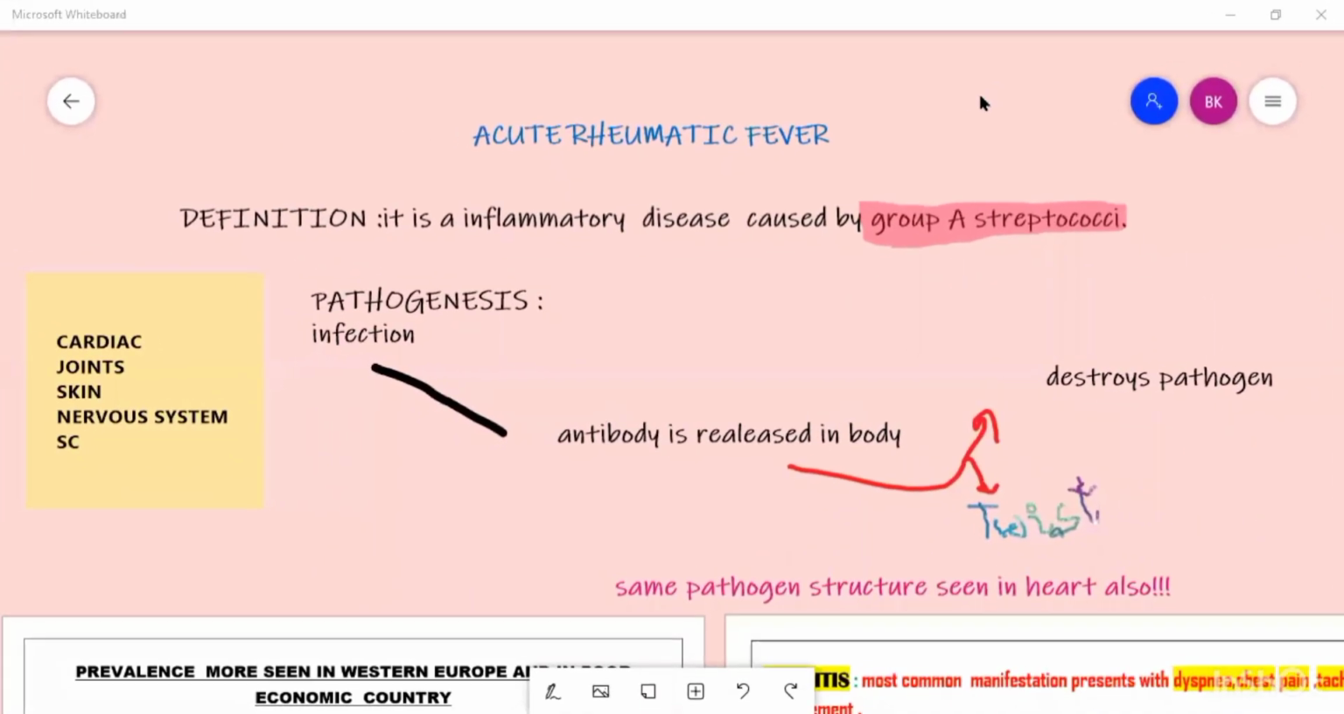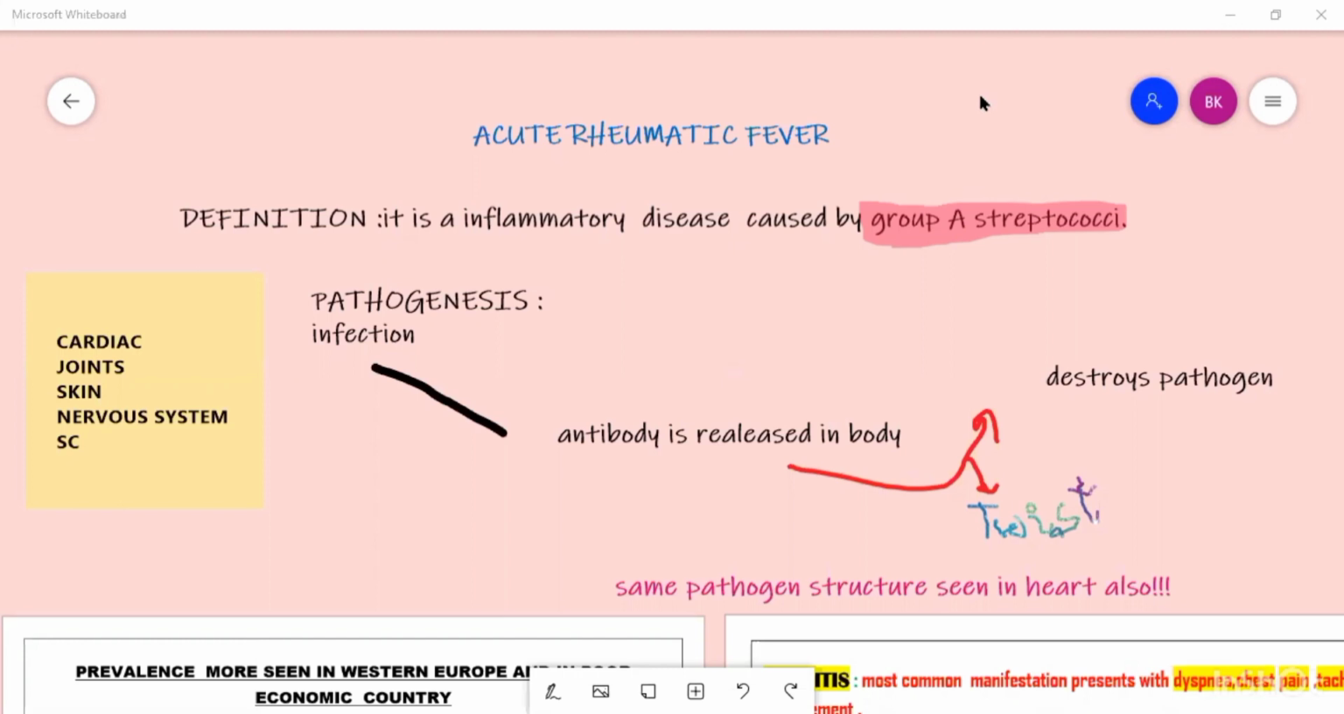So, good evening everyone. Today we'll learn something about acute rheumatic fever. If you've seen our previous session, it was on heart failure. Hope you understood the class on heart failure. Today we'll be dealing with acute rheumatic fever.